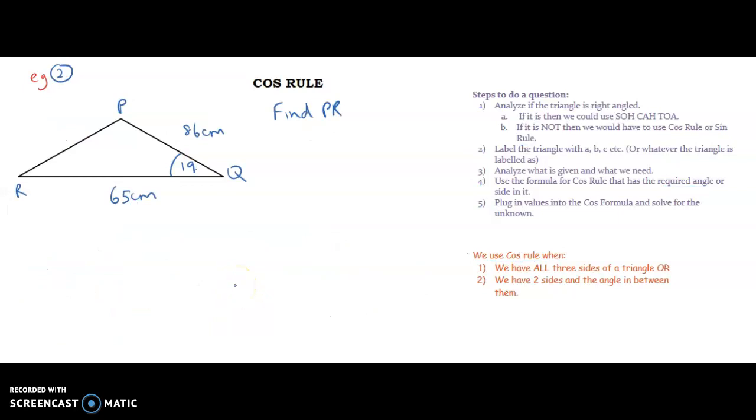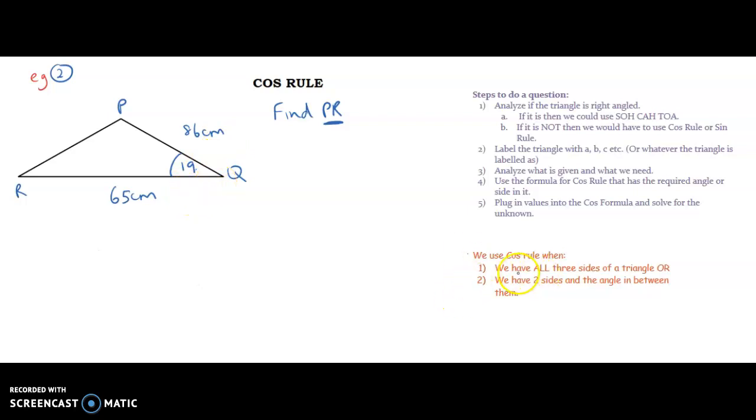Example 2 now. So again, we go through. Analyze if it's a right angle. No right angle here. I was given a triangle with P, Q, and R, and I'm asked to find PR. PR is a side, right? So if it's right angle, I use Pythagoras. That's not applicable. If not, I use Cos Rule or Sine Rule. Now, will I use Cos Rule or Sine Rule here?